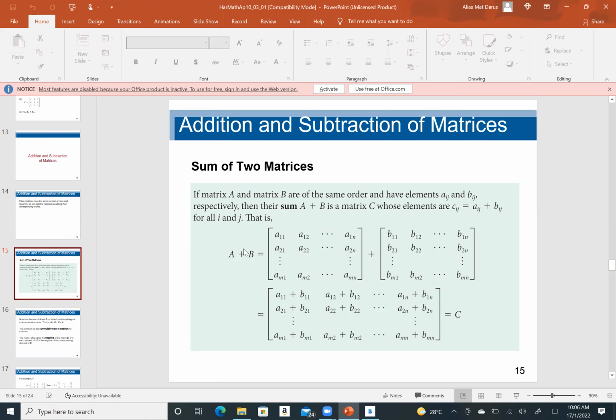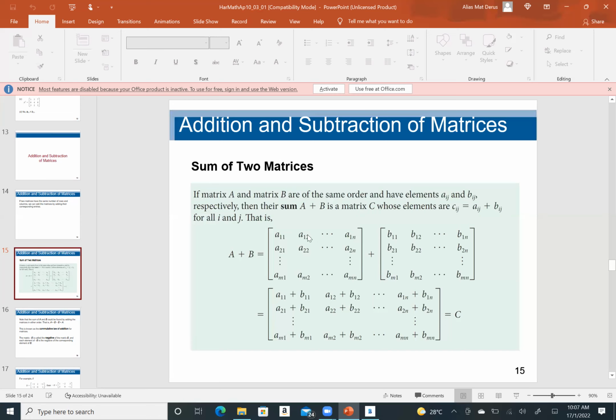Okay, any question? So for example, you have A11, you must add it to the corresponding element in the other matrix. The element must be of the corresponding row and column. So B11, you add to what? You add to A11, I'm sorry. A11 add to B11. So you get C11 here.